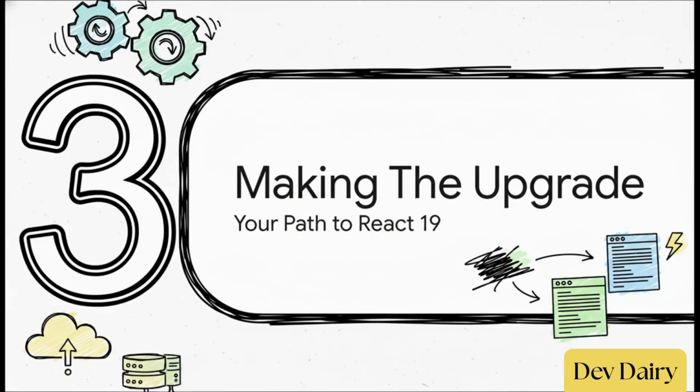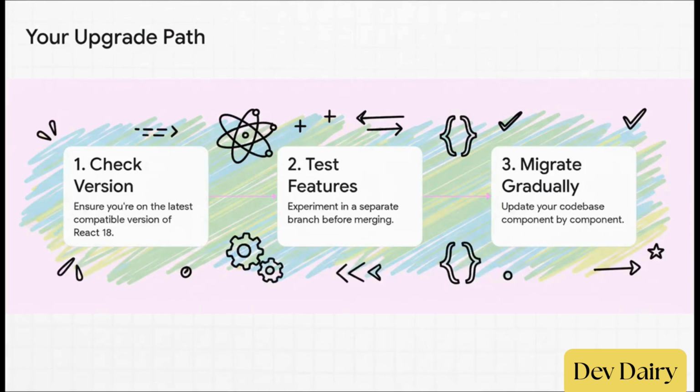All right, so you're probably thinking, this all sounds great, but how do I actually upgrade my existing app without breaking everything? That is the million-dollar question, isn't it? So let's talk about making that upgrade and what the path to React 19 really looks like. And here's the best part. You don't have to do a massive, terrifying rewrite all at once. The recommended path is gradual. Step 1, just make sure your app is up to date with the latest version of React 18. Then, maybe on a separate, safe branch, start playing with these new features one component at a time. It's all about a slow and steady migration, not a big bang.